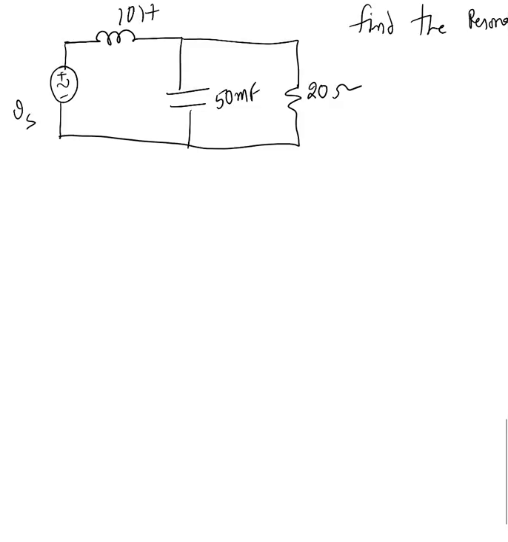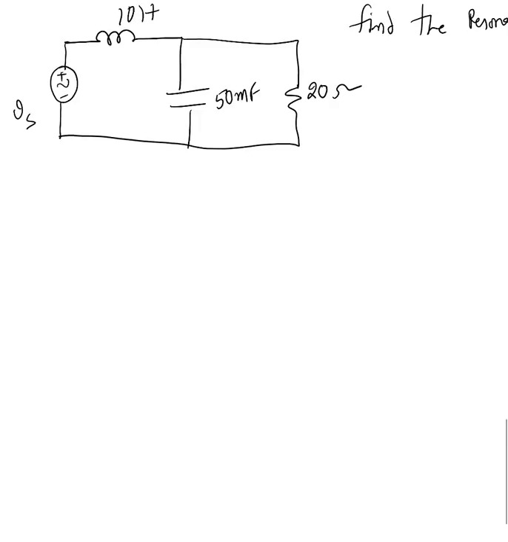Here is a next example. Here in this question he's asking about find the resonant frequency of the given circuit. Okay, so that's a voltage source, 10 Henry, 50 millifarad and 20 ohm resistors connected in series parallel combination.